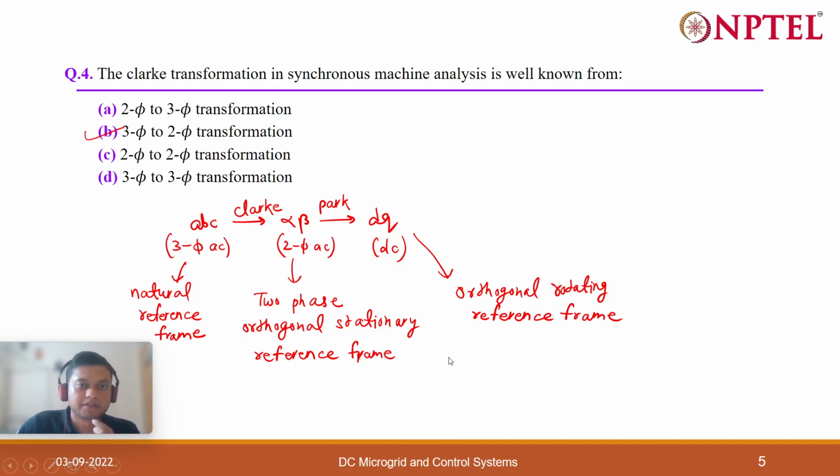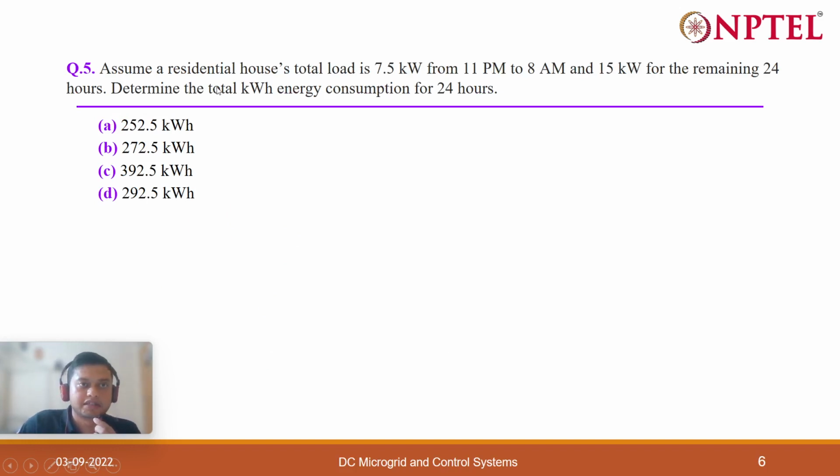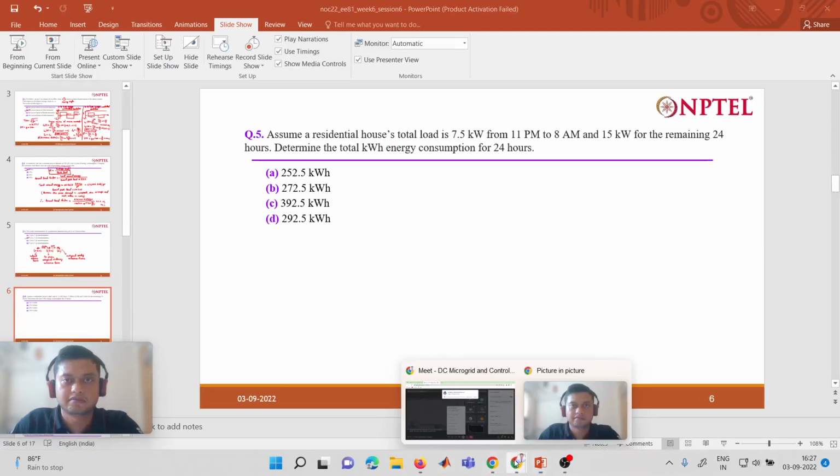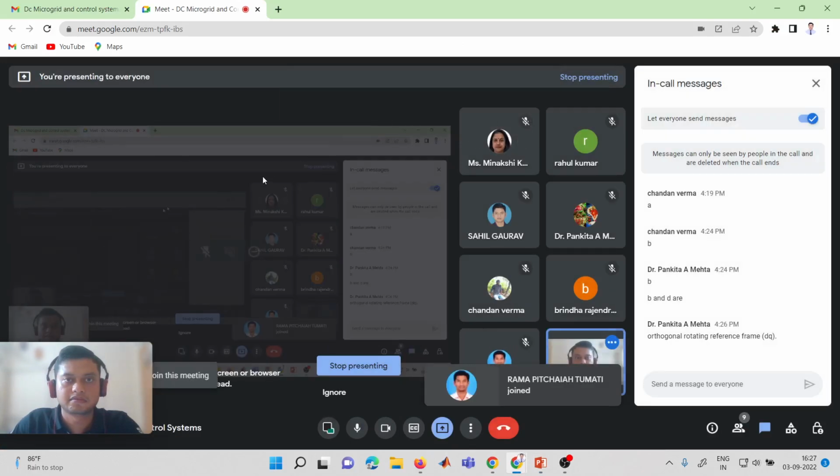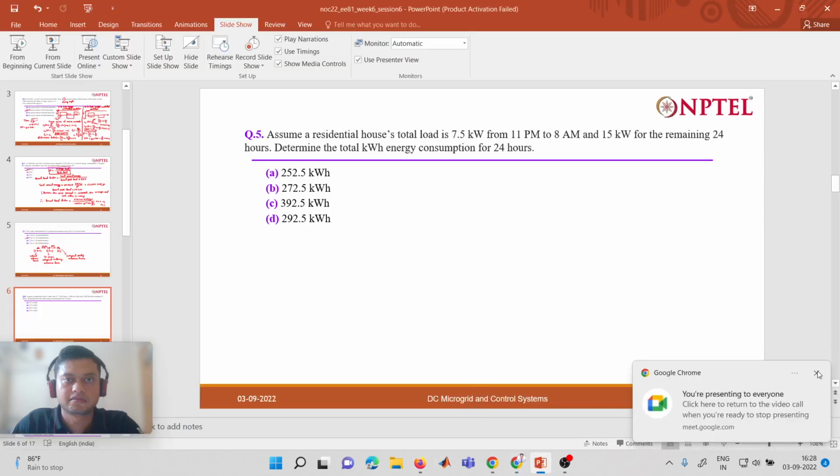So let us see the fifth question. Assume a residential house load, total load is 7.5 kilowatt from 11 pm to 8 am and 15 kilowatt for the remaining hours of the 24. Determine the total kilowatt hour energy consumption for 24 hours. This type of question we covered in the last tutorial session, so you may be able to solve it. You can try it. If you have any query in this question we are solving, you can ask in between.